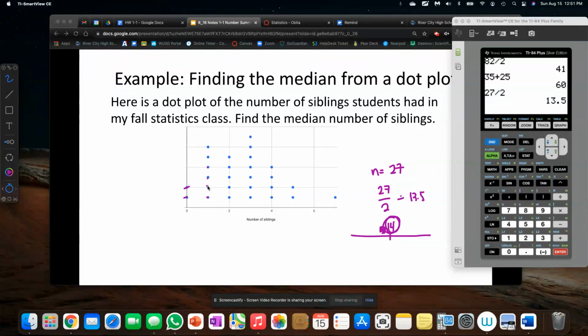1, 2, 3, 4, 5, 6, 7, 8, 9, 10, 11, 12, 13, 14. So there's our median, and we can also double check. Count the number below: 1, 2, 3, 4, 5, 6, 7, 8, 9, 10, 11, 12, 13. There's 13 below, and then count how much above: 1, 2, 3, 4, 5, 6, 7, 8, 9, 10, 11, 12, 13. So that's how you know that this point is the middle. So the median number of siblings is going to be 3 siblings.